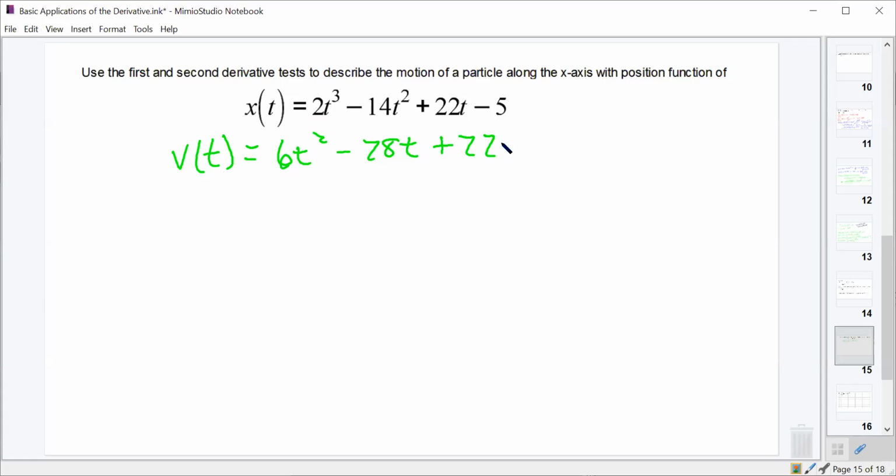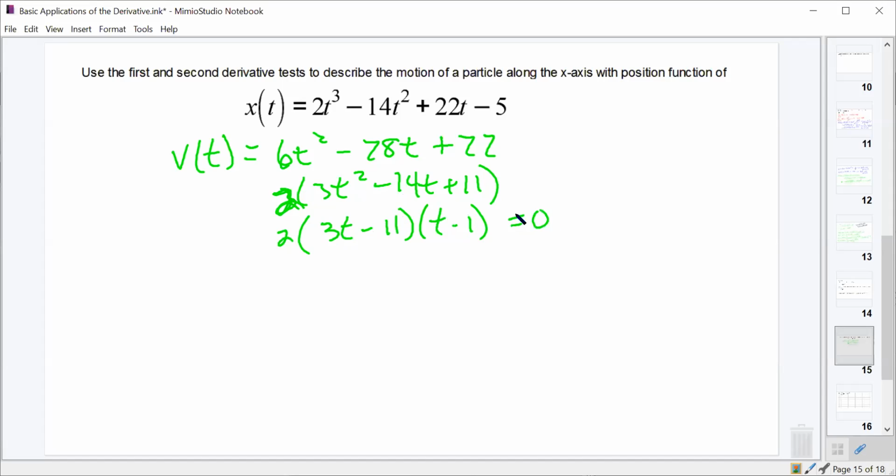And if we want to try and simplify that down to see when it equals 0, we can factor out a 2 from it. 2 times 3t squared minus 14t plus 11. And then we can factor that into 3t minus 11 and t minus 1. And we'll set that equal to 0 to get t equals 11/3 and t equals 1. Everybody good there? And we'll know that this is never undefined because it's a polynomial.